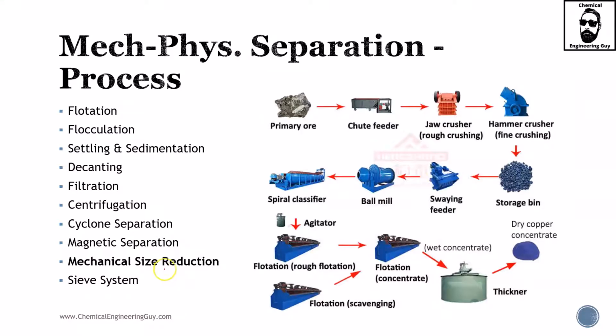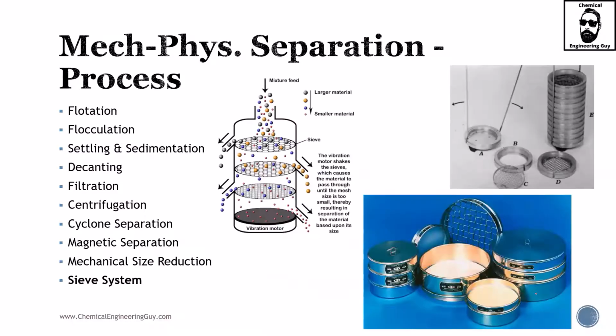And then we keep going with mechanical size reduction. This is another example of how it works. You have primary ore, the jaw crusher, hammer crusher, spiral classifier, which is going to be classifying by size, and so on. The end products are these parts here. And it's very important. I added this image because I wanted to show you the flotation system that they use in order to obtain the material, and also a thickener. Remember that we already saw that as well.